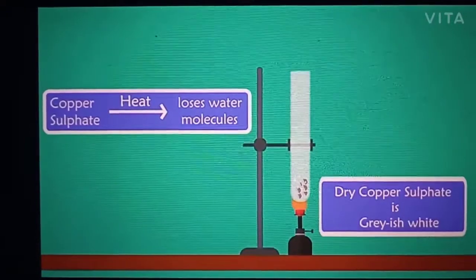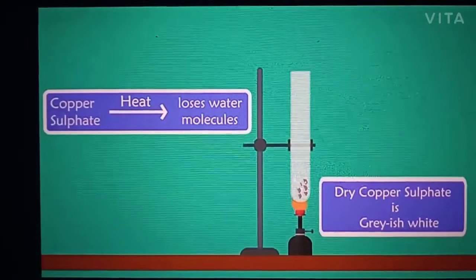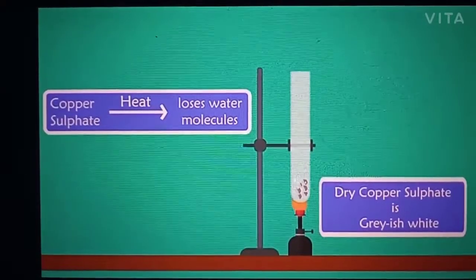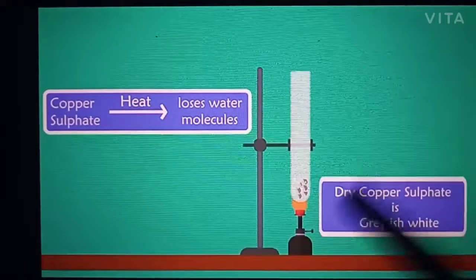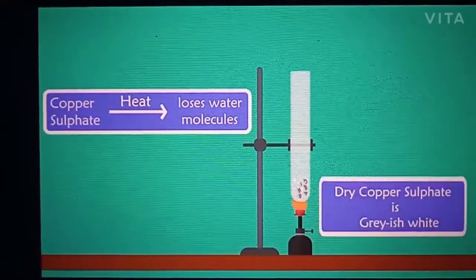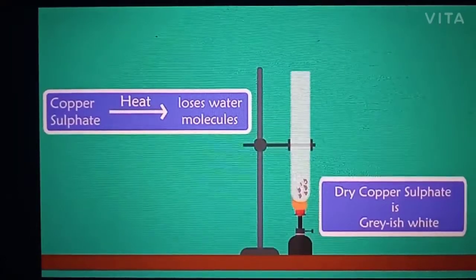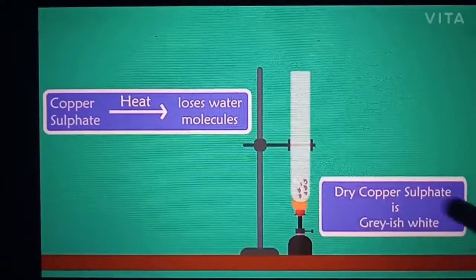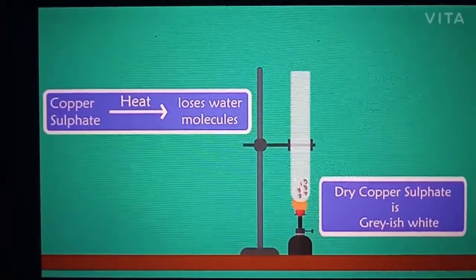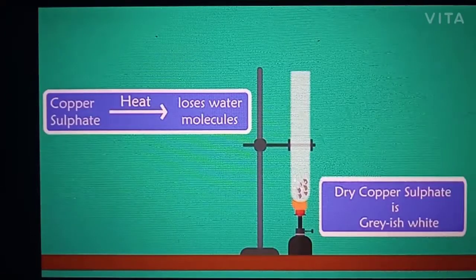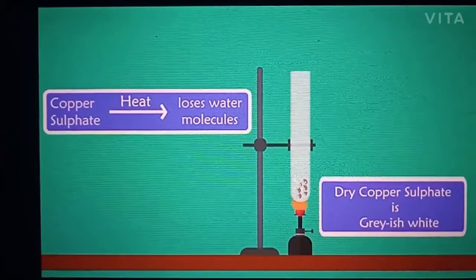Remember, copper sulfate actually has water molecules at the starting. On heating, it loses the water molecules. That's why the color after heating changes to white, or grayish white. That is our dry copper sulfate. From this we can conclude that a salt may look dry, but we can't definitely say it has no water molecules.